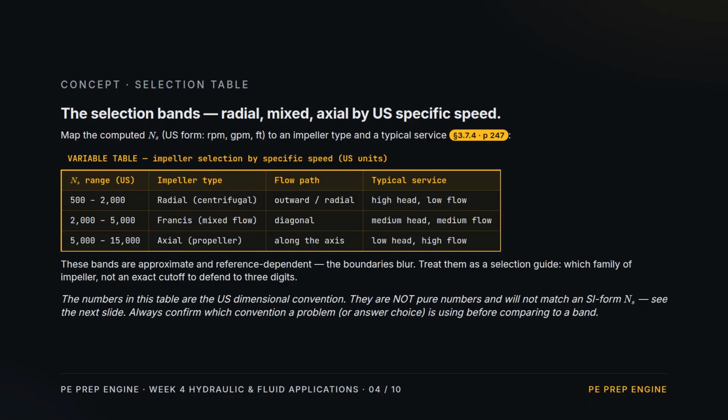The selection bands, using the US form with RPM, GPM, and feet. Roughly 500 to 2000 wants a radial centrifugal impeller, high head, low flow. 2000 to 5000, a Francis mixed flow, medium head, medium flow. 5000 to 15,000, an axial propeller, low head, high flow. These bands are approximate and vary by reference, so treat them as a selection guide, not an exact cutoff. And they're the US convention. They won't match an SI form specific speed.